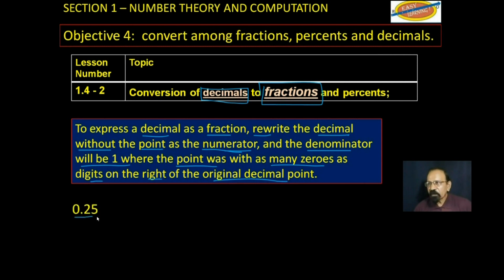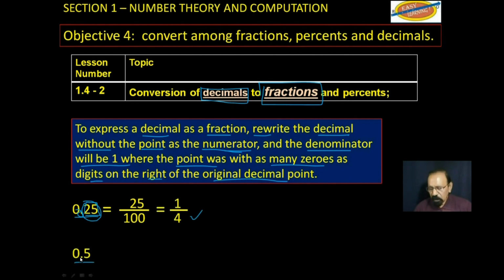So let us say you have 0.25. We want to carry that to a fraction. So we will rewrite that 25 above this line, and then below it, we will write a 1 for that point and 2 zeros because we have 2 digits. So it becomes 25 over 100. And you can reduce that and you get a quarter.